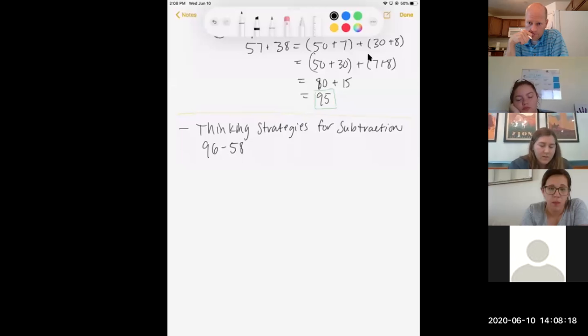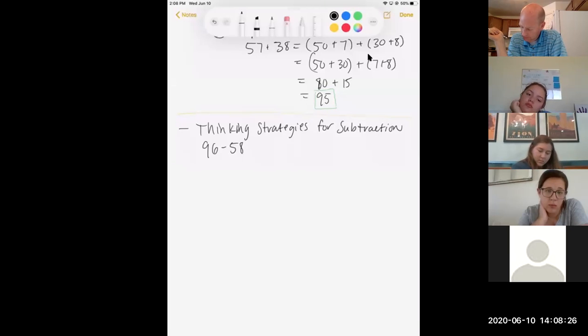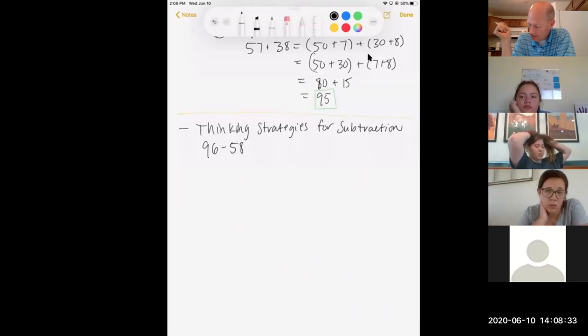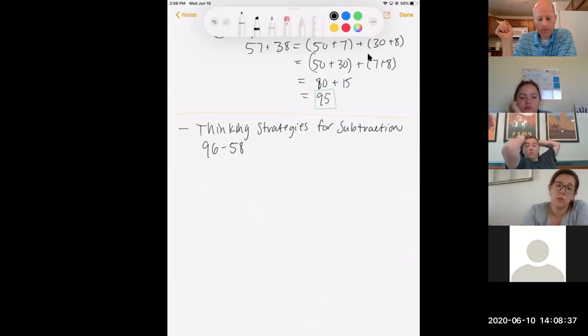I would break it up or do like the expanded form. So 90 minus 50 and 6 minus 8. Excellent. Yeah, so we will go over that one for sure. Expanded form. That's number 6. That will be the last one. And you mentioned breaking up, so that's number 4. So we'll break up the numbers into their place values, but then we'll also break them up more strategically so that we can do the difference.